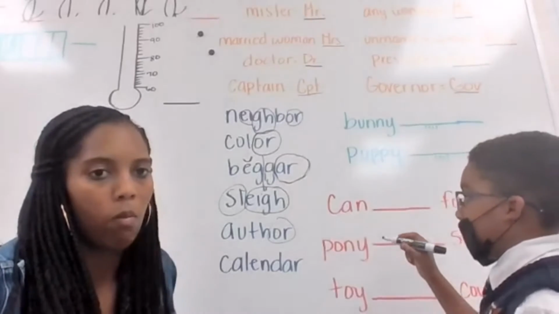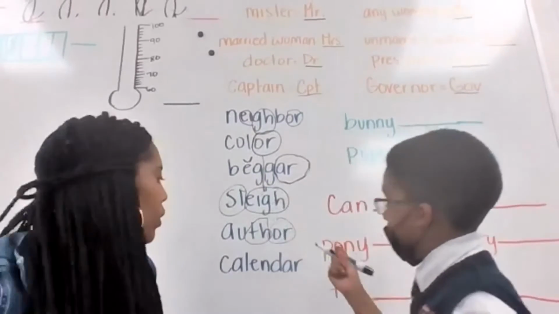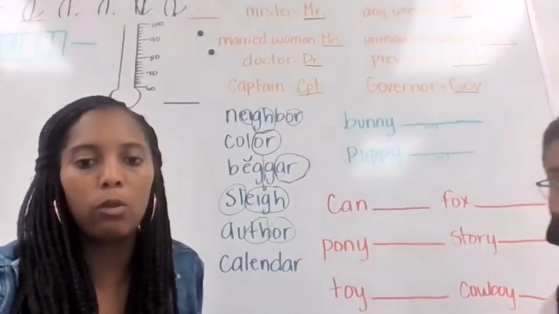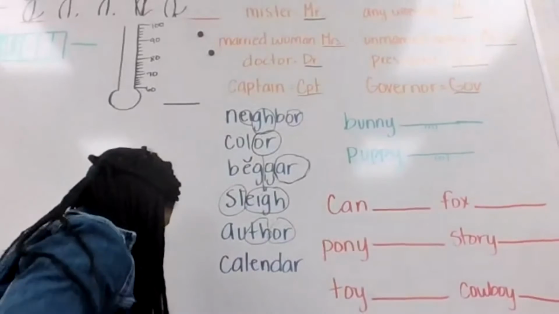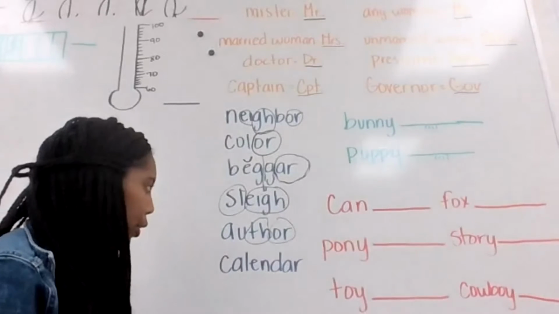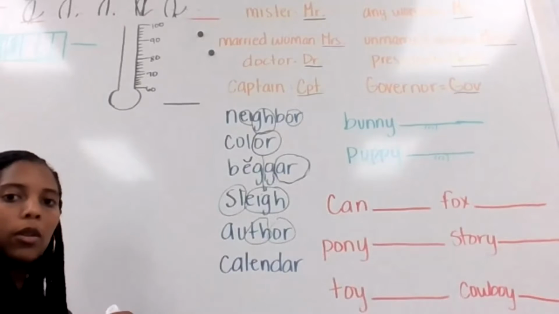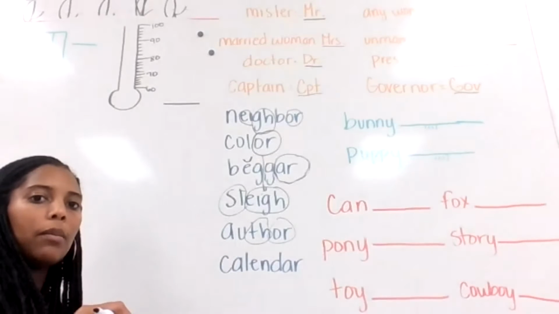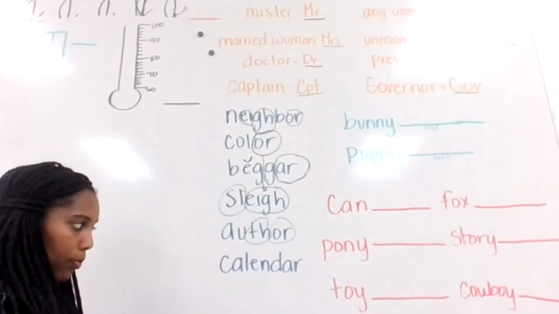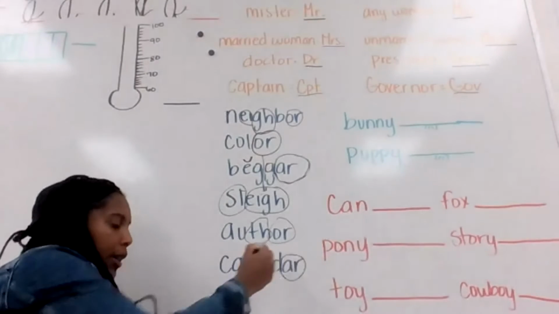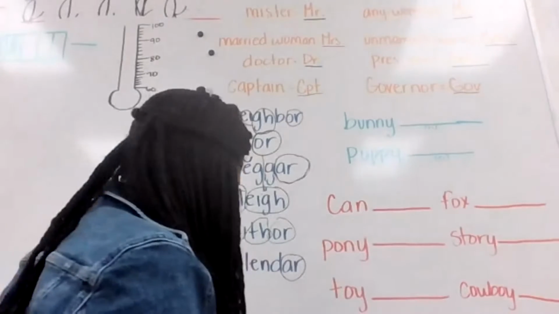O-R-R and something else. T-A. What's the word? Author. The author is the person who wrote the book. Author. Good. Oh, and there's people named Arthur. It sounds similar, but they're a little different. Okay, and then the last one. All right, Solomon. Calendar. Okay, we circle A-R-R, and the word is calendar. Calendar tells us the month and date.